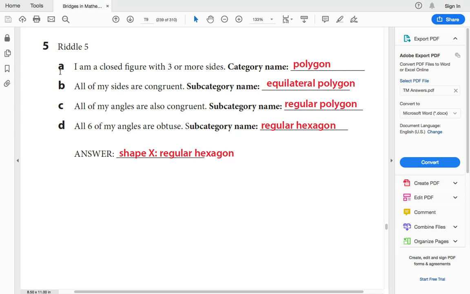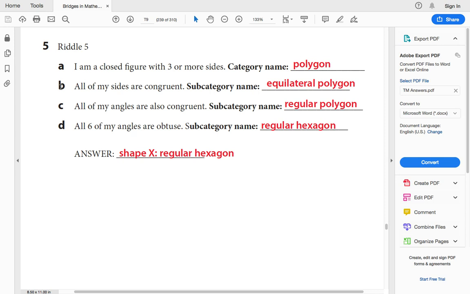So if I look at this, it says, I am a closed figure with 3 or more sides. So this fits the most broad description of what a polygon is. We know that a polygon can be a triangle, quadrilateral, hexagon, whatever it may be, but it has to have 3 or more sides, and it has to be a closed figure, meaning that there is no opening to it.